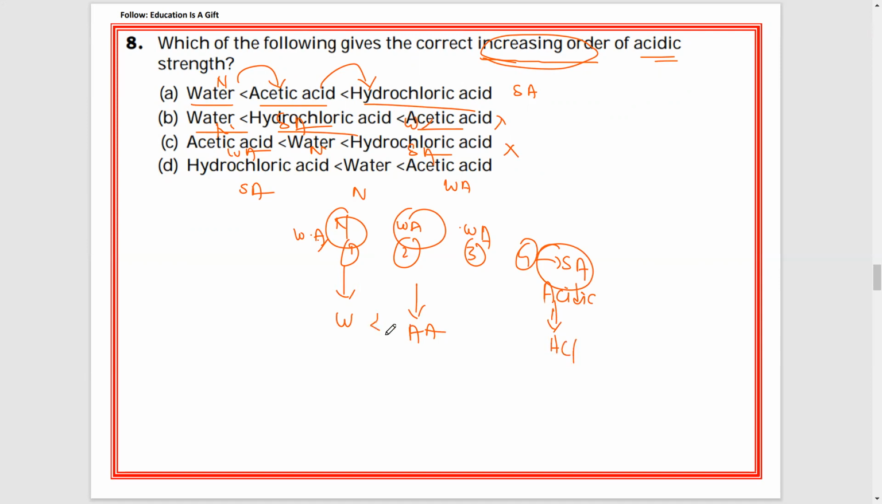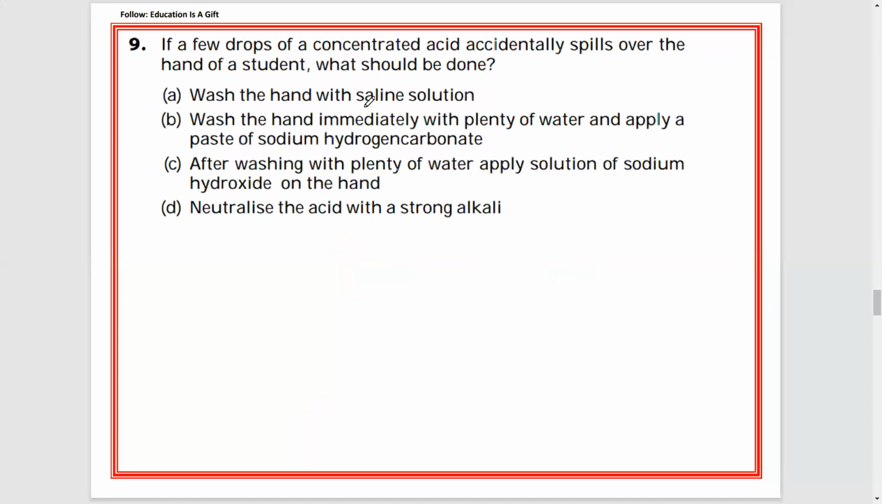And water should be less than acetic acid, that should be less than HCl. And if you reverse the order, it should be like this: HCl should be greater than acetic acid, that is greater than water. But you see option A, that is the correct answer, where water is neutral, which is less than acetic acid, which is less than hydrochloric acid.